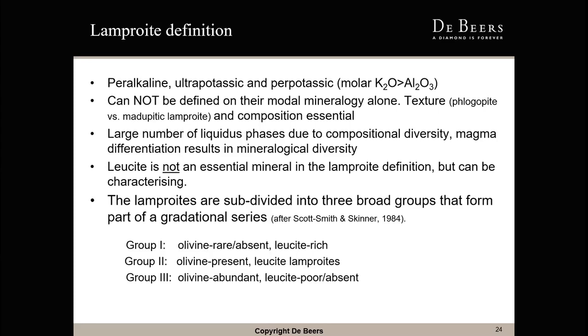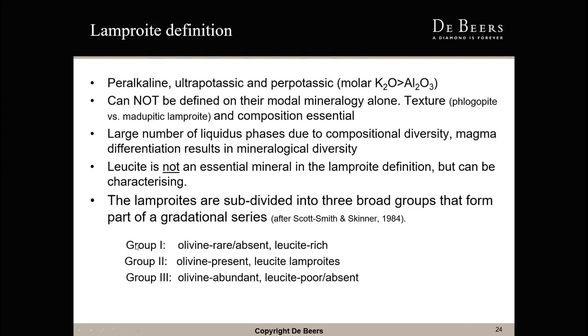characterizing. So in terms of definition, or classification rather, the work by Scott Smith and Skinner in the 80s basically provided a very good system for subdividing these rocks. So you can start from an olivine-rare, leucite-rich variety, moving all the way across into an olivine-abundant, leucite-poor or absent rock. And of course, there are some very key characteristics associated with these mineralogical changes.